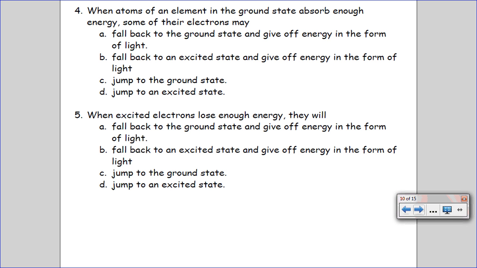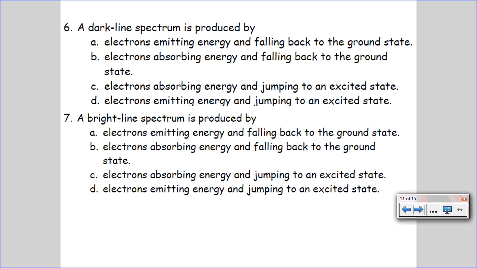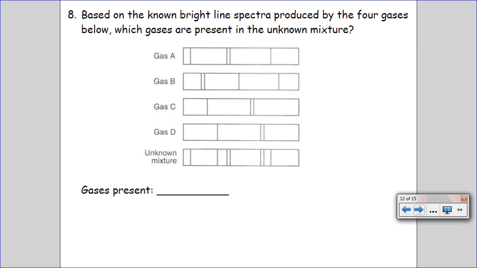Okay, so you're going to answer your Regents level questions yourself. There's quite a few of them here, but they're all in your homework packet. And this topic is definitely very, very important. I want to point out on number 8, though, that gas A, B, C, and D, these pictures represent the amounts of the light that is given off. And it's asking what gases are present in the unknown mixture.